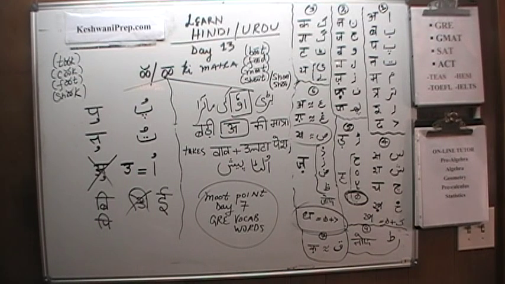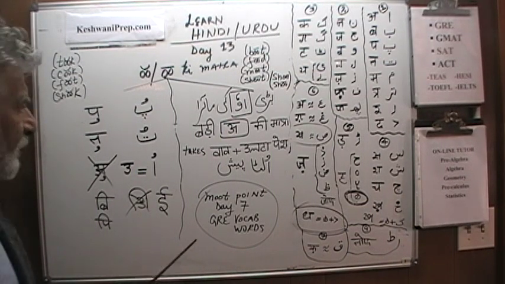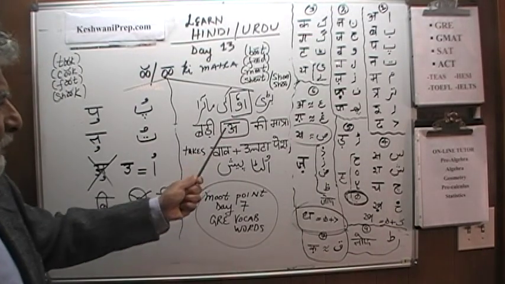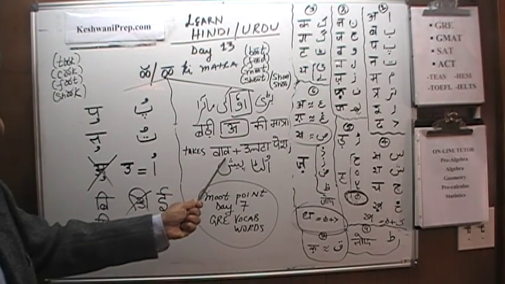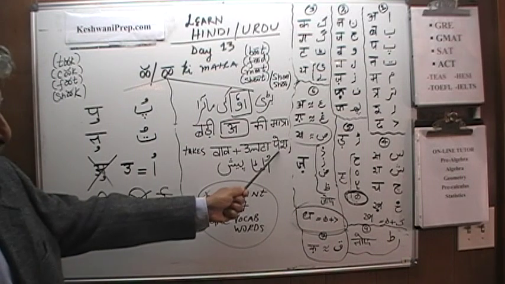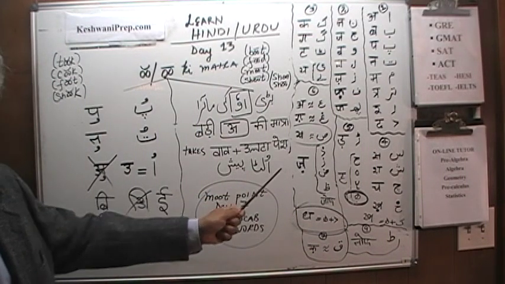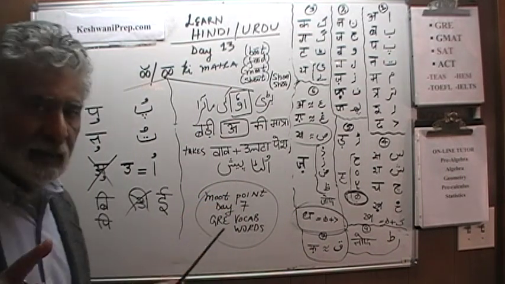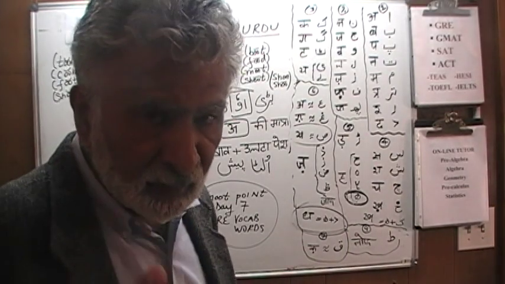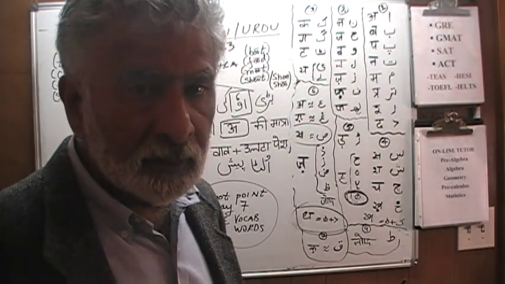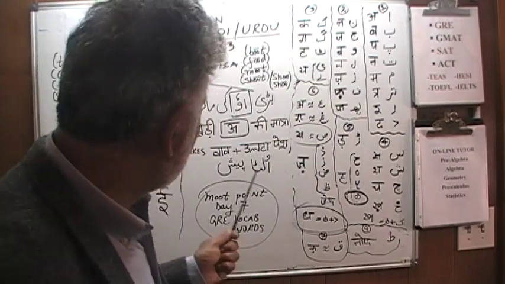Let's talk about Badi U ki matra. What do you do for Badi U ki matra in Urdu? Badi U ki matra takes waw and ulta pesh. It takes a pesh, but it's called ulta pesh, upside down pesh. In addition to taking the pesh, which comes in upside down form, it takes the letter waw.